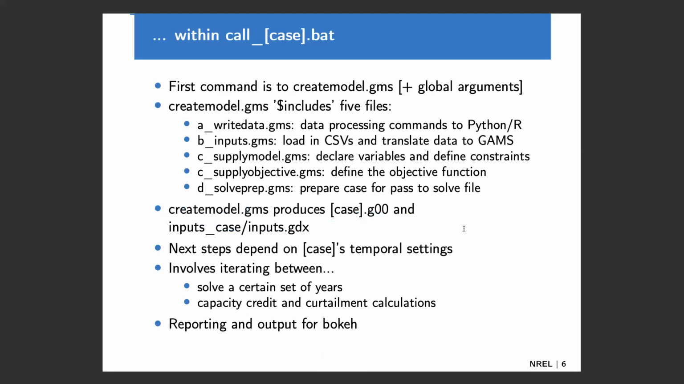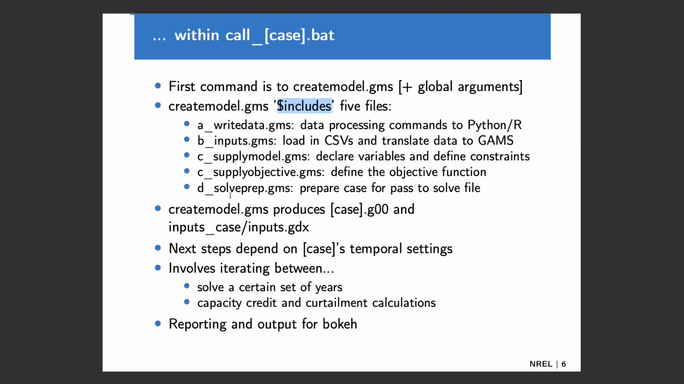Now, what createmodel.gams does, and I'll walk through this, is literally 5 lines of code. It includes, you can notice these $includes, and I did this intentionally because what GAMS does with the $include is it essentially appends code directly where that include command is. So all you'll see in createmodel.gams is include a_write_data.gams, include b_inputs, include c_supply_model, etc. It's a very short file, but it's compiling or combining several different files, some of which are very long.